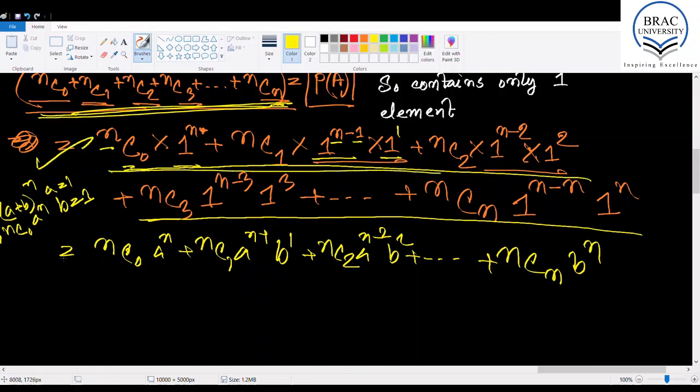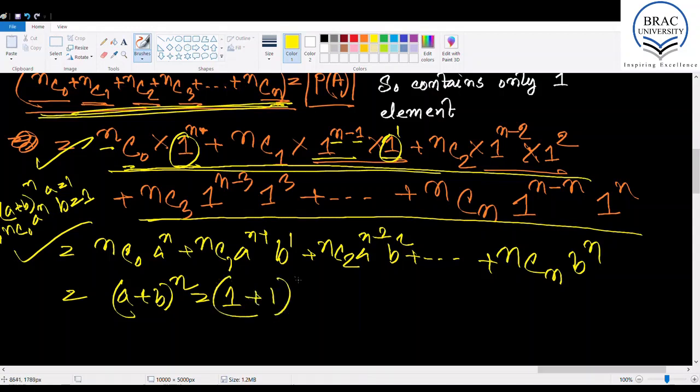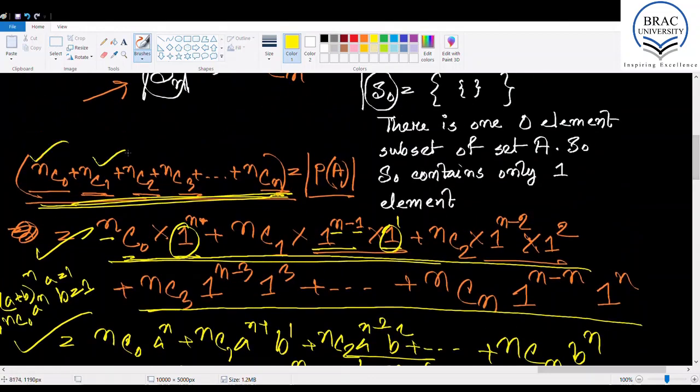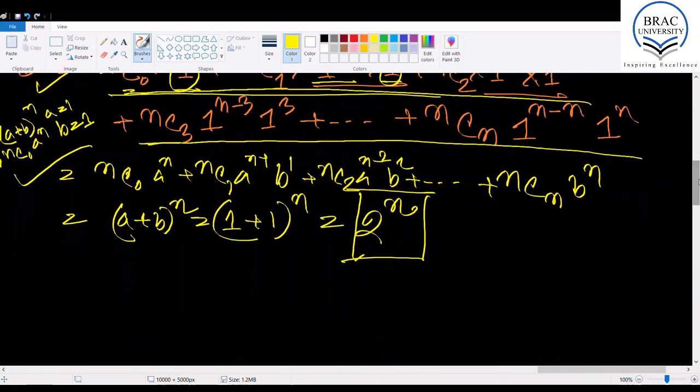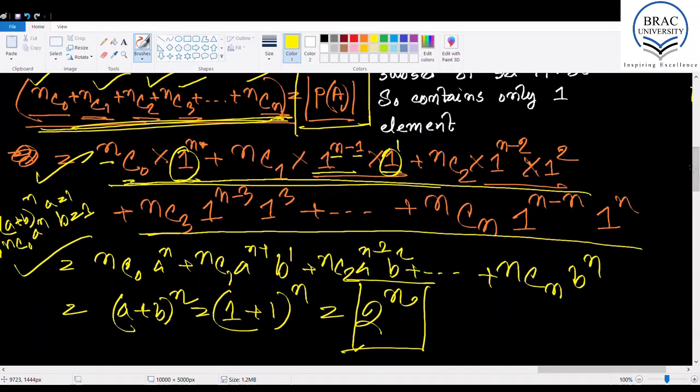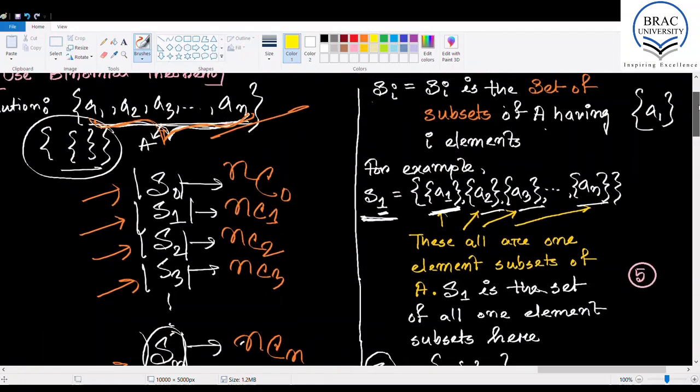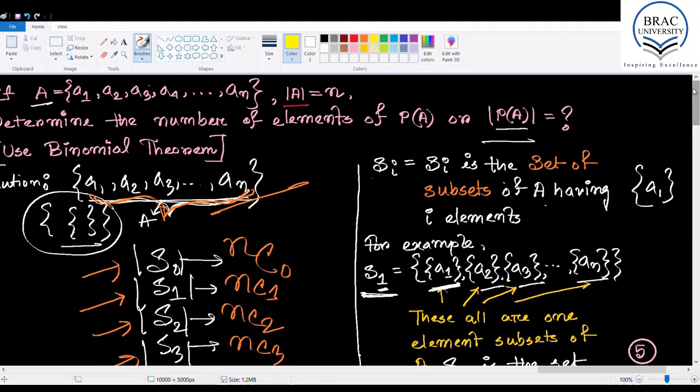This and this, both of them are equal, and in this case we can write it is equal to a plus b whole to the power n. And as we can see, what is the value of a? 1. What is the value of b? This is 1. So we get 2 to the power n. It means the sum of NC0, NC1, NC2, NC3 up to NCn is 2 to the power n. And as we can see, this was the cardinality of the power set of A, right? So this is how, interestingly, we can apply the binomial expansion theorem to solve various interesting combinatorics problems. Thank you.